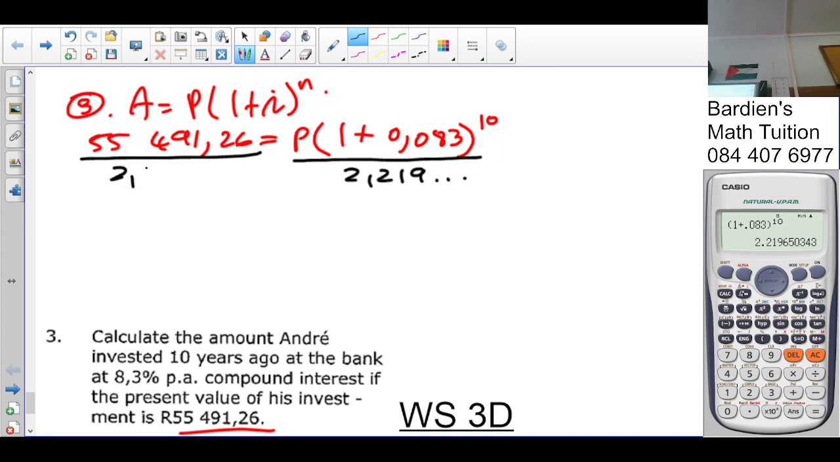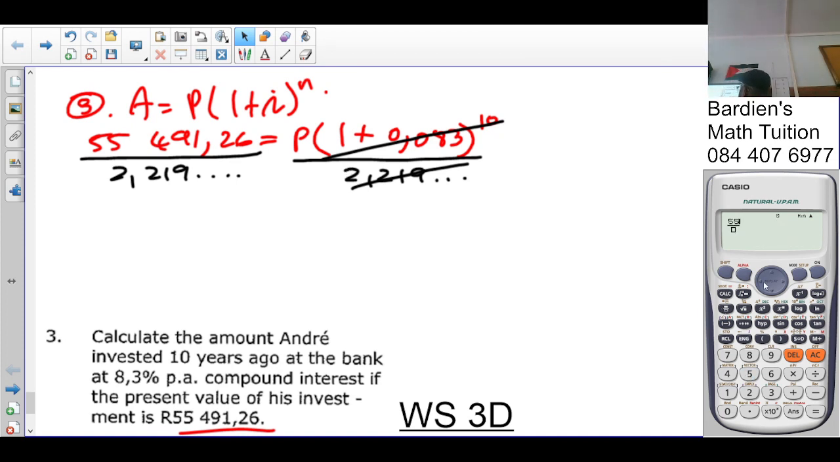Okay, you guys understand? Which means that would cancel that. You all understand? Yes, sir. So what do I do now? I say 55,491 rand, 0.26 cents, over.